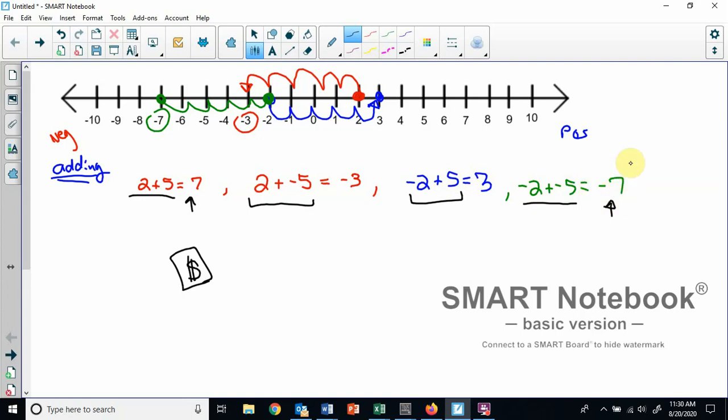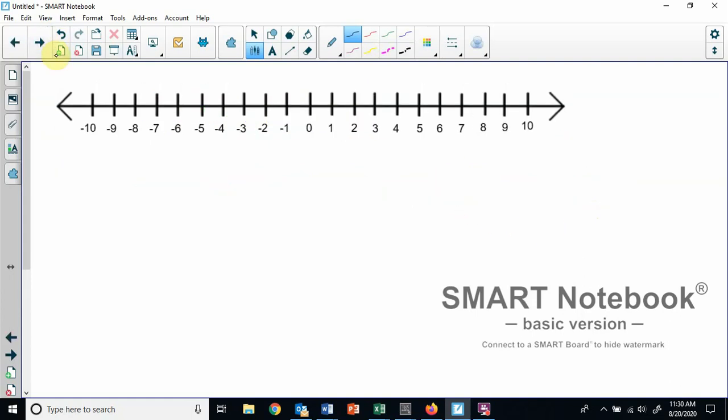So thinking of money does help some people conceptualize negative and positive numbers. Okay, some people do all these four in their head really quickly and easily. Some people need to use a number line or memorize rules or think money, or sometimes people just take a few minutes to grasp these. Okay. Now, the next thing we want to do is work on subtracting.